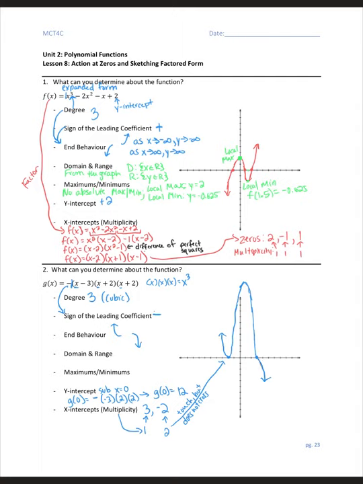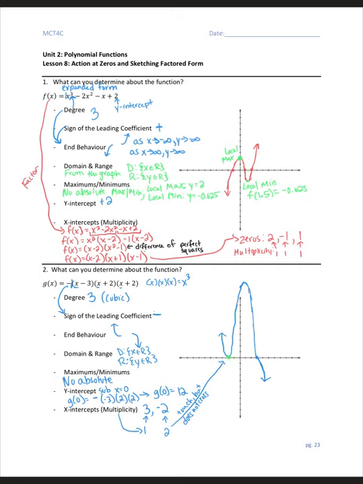All right, so let's talk about our domain and our range. Again, we have end behaviors going in either direction. So our domain is still going to be x for all real numbers, and our range is going to be y for all real numbers. If we look at our maximum and our minimum, again, because we have end behaviors going in opposite directions, we don't have an absolute maximum or minimum, but we do have some local maximums and minimums.